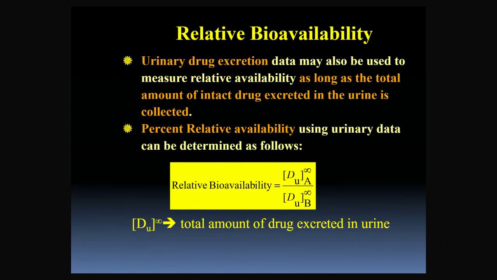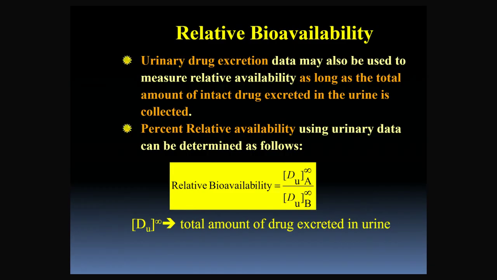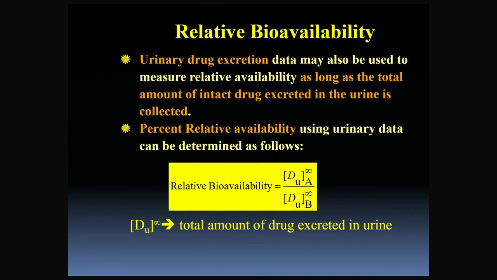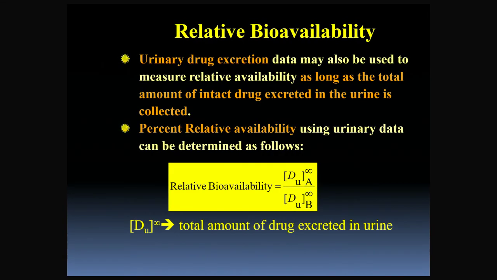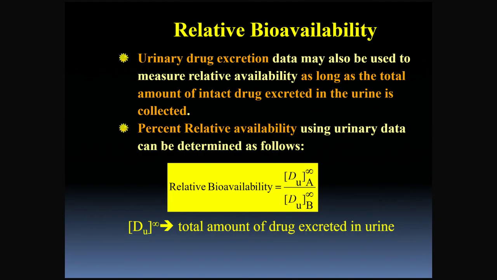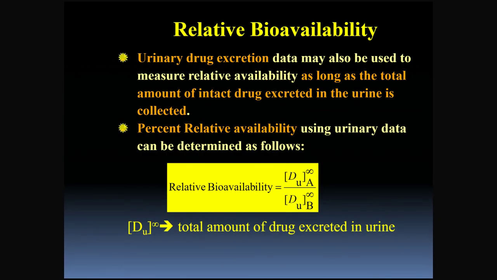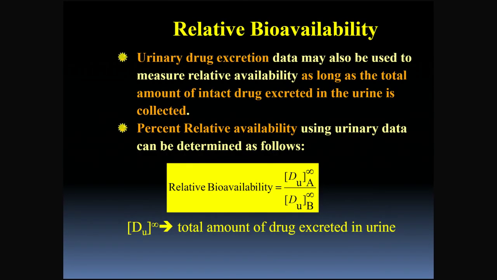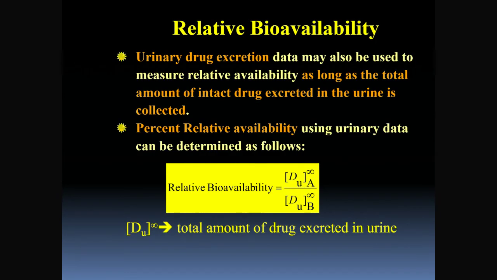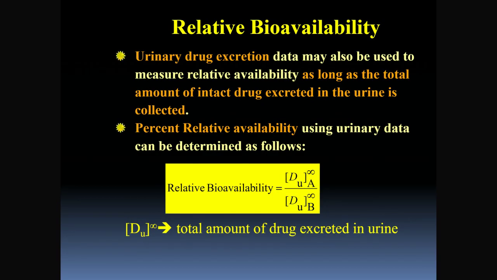Beyond plasma analysis, we can precisely quantify relative bioavailability by measuring the total mass of intact drug recovered from the renal system. The mathematical core of this approach is the ratio of cumulative urinary excretion values, where we take the total amount of drug excreted from formulation A, denoted as the bracketed Du subscript A at time infinity, and divide it by the total amount excreted from the reference product B, or bracketed Du subscript B at time infinity.